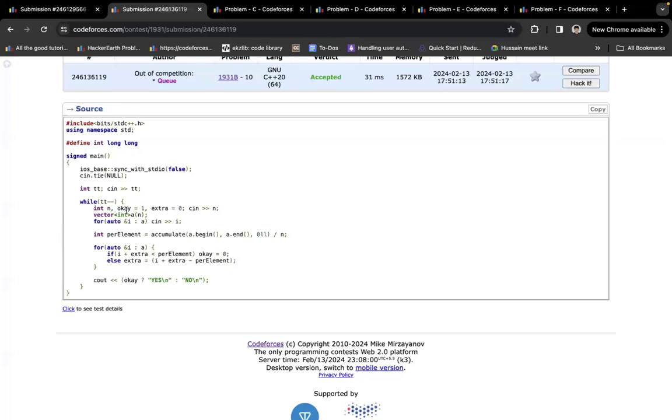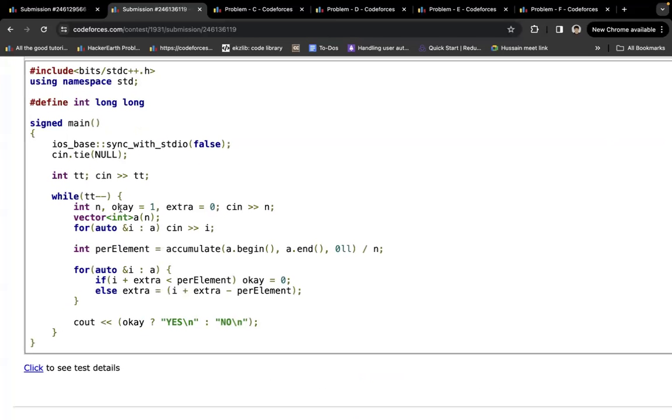So the code is very, very small, right? Initially I have two variables, OK and extra. Extra means the amount of water that is extra right now, and OK means if it is 1, it is possible. If it is 0, it is not possible. So I take an input, and then how much should every element get? It's sum divided by n, right? This is an inbuilt function that gives you sum.